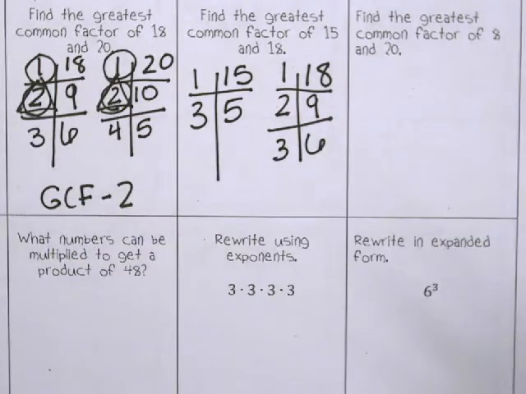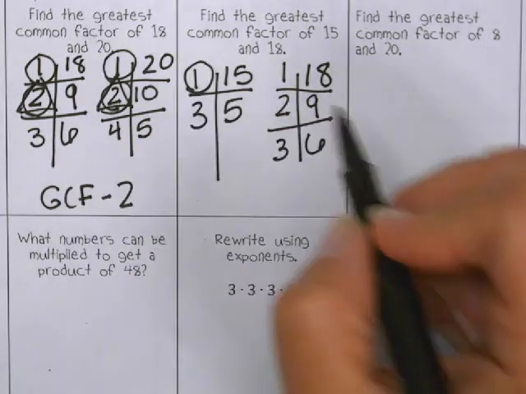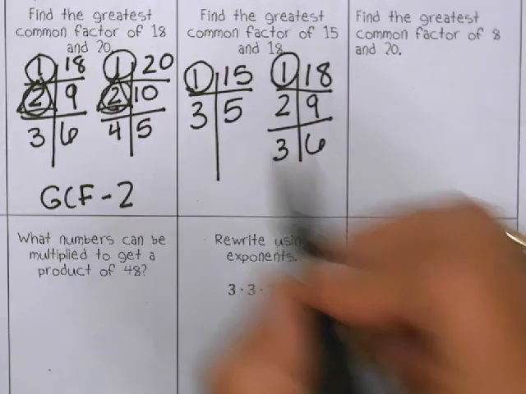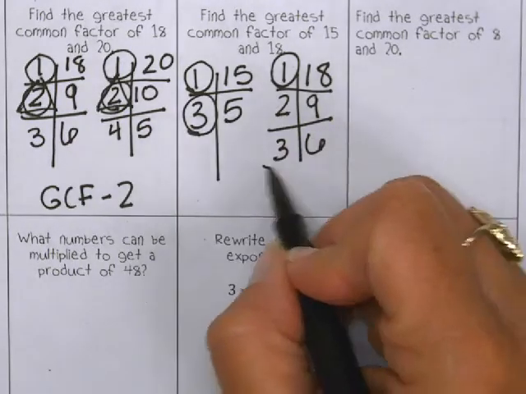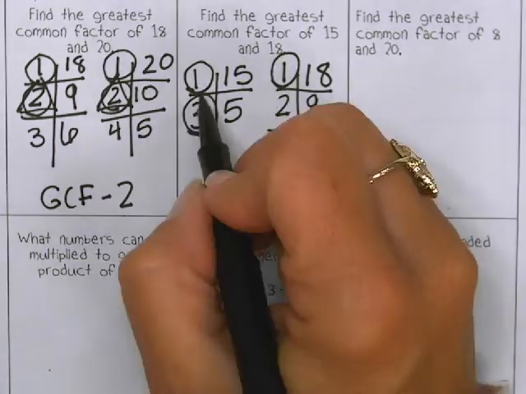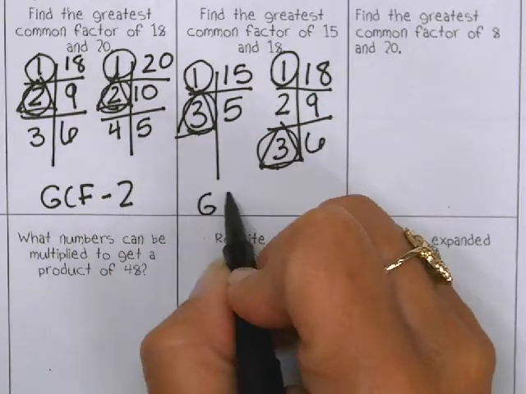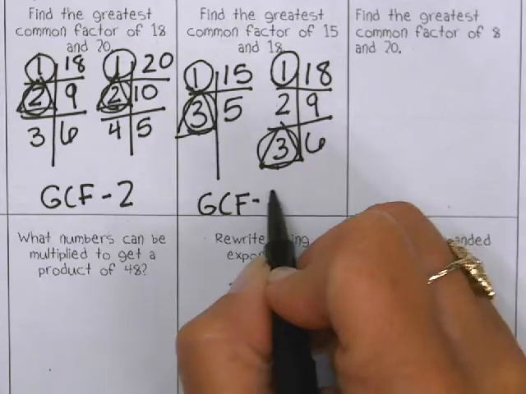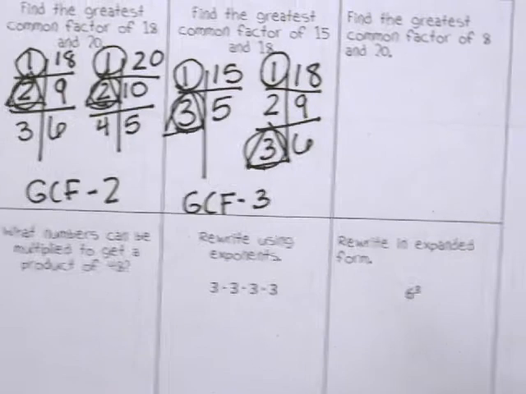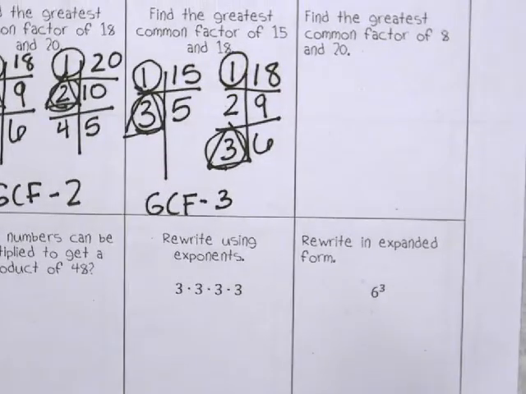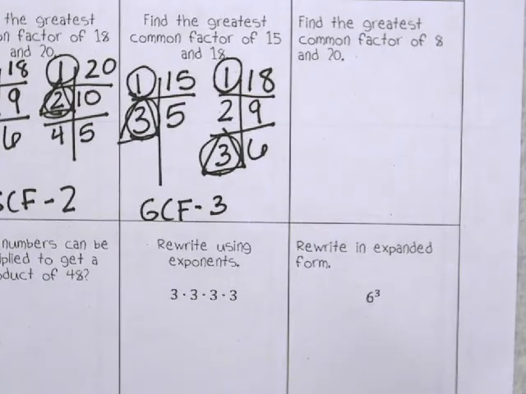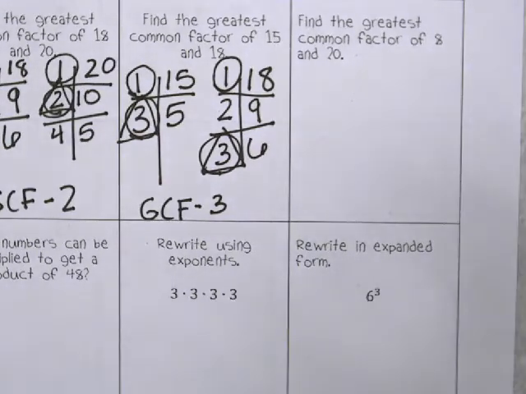Just copy that. Circle your common factors. 1, 3. And then we're going to put a triangle around that 3 because that's our greatest common factor. The largest number that appears in both lists is your greatest common factor. And our last one. Find the greatest common factor of 8 and 20.